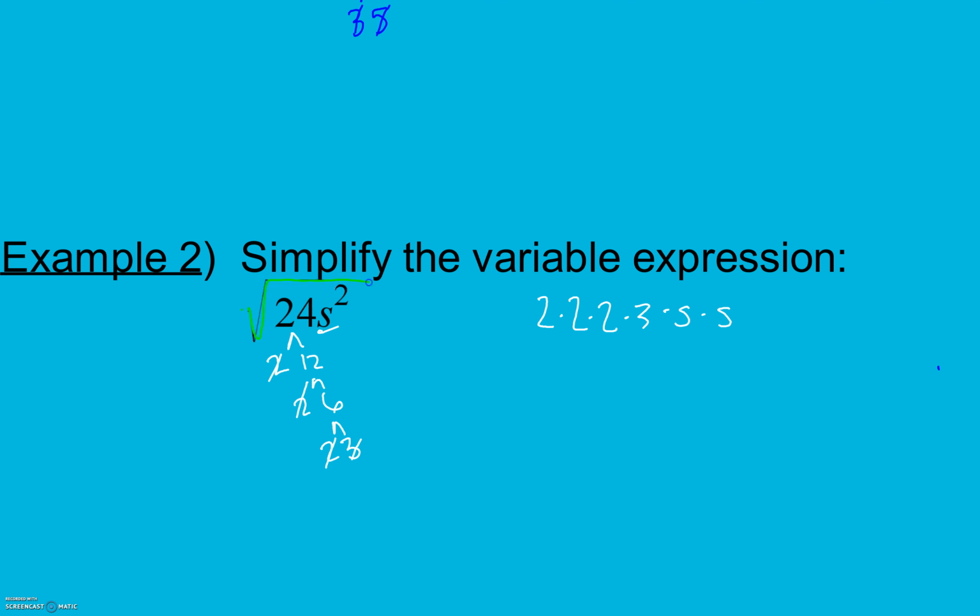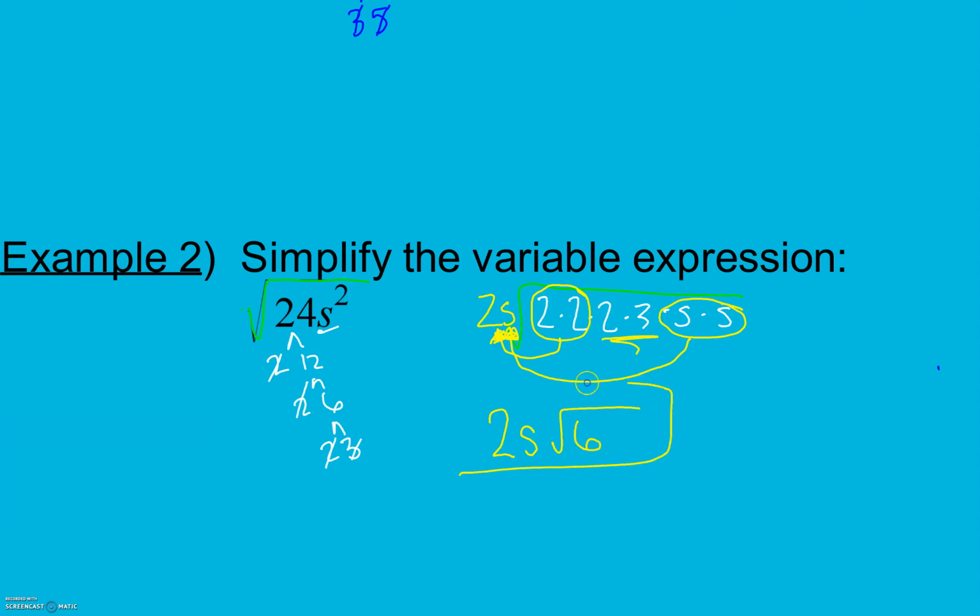And that's still inside my square root, so I'm going to write it inside a square root. Now we can look for any pairs of a factor times itself. So 2 times 2 comes out of my radical as just a 2. 2 doesn't have another factor, 3 doesn't have another factor, but there are a pair of s's. And I can take that out as an s. So here I'm going to have 2 times s, and inside my radical I have everything that didn't have a pair, the 2 times 3, which here is 6.